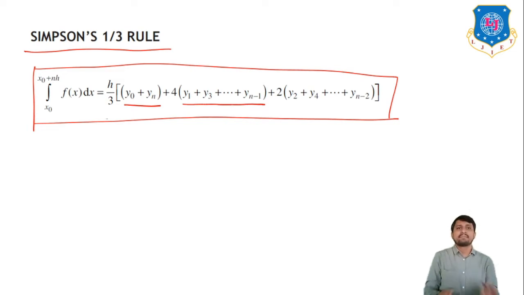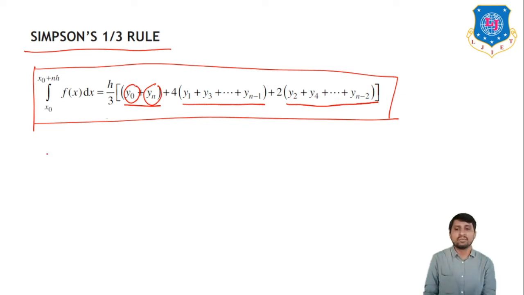That means the odd entries. The first and last entries occur here, y0 here, and yn is also here. And 4 into y1 plus y3 up to yn minus 1, all odd entries in between, only odd entries, and all the even entries, 2 into y2 plus y4 up to yn minus 2. So all these entries you have to use here. Make sure that one entry is used only one time, not two times.